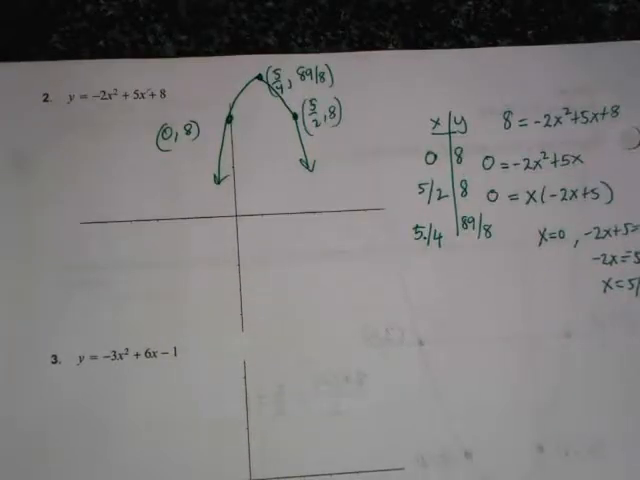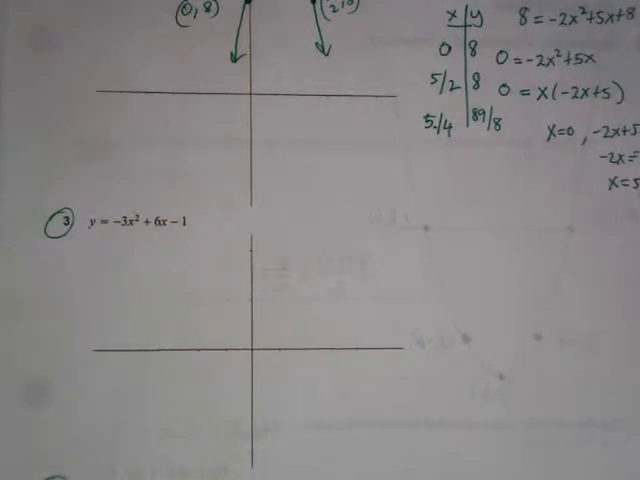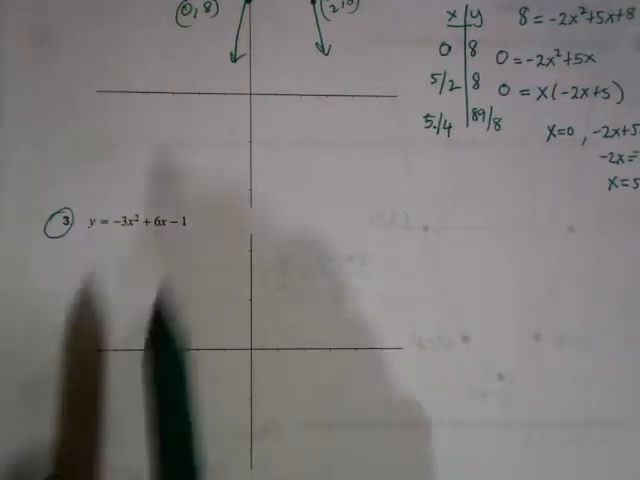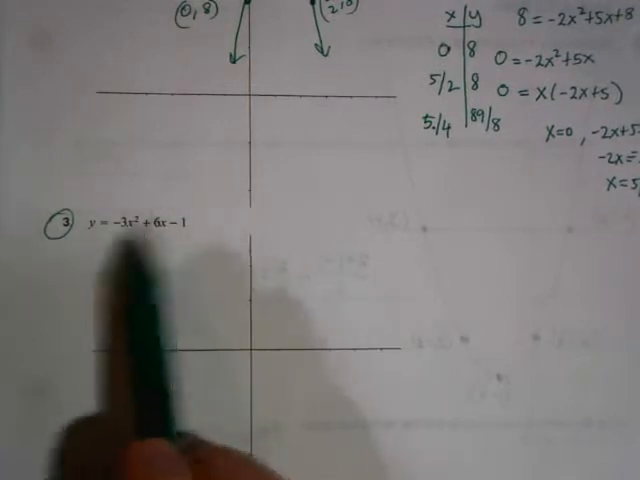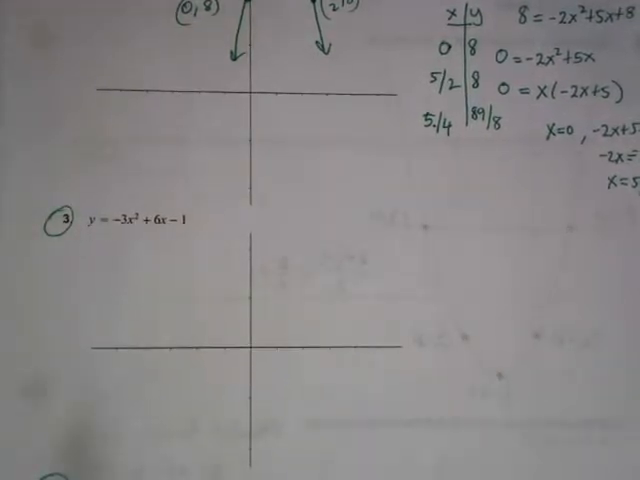Alright, I want you to try number 3 and number 4. And I'll tell you a couple things about them. Number 3, your vertex should come out to be a nice number. There shouldn't be any fractions in that one. Number 4, you will end up dealing with some fractions. So be ready for that in number 4.